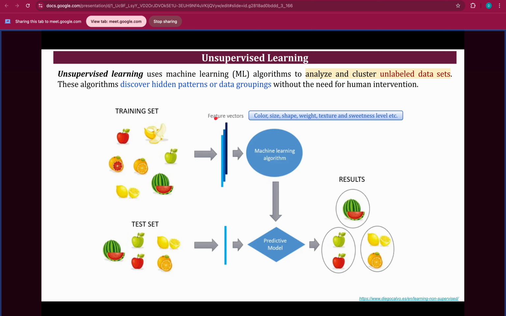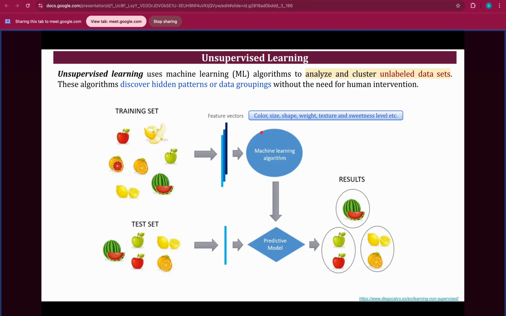What it does is it uses feature vectors. Feature vectors in this case could be the color. For example, in the training set you will have the color of each of them, so by color you can distinguish between them. Or size or shape could be a feature. These are just examples; there could be other features as well, such as weight, texture and sweetness. These are features with which you can distinguish among them.